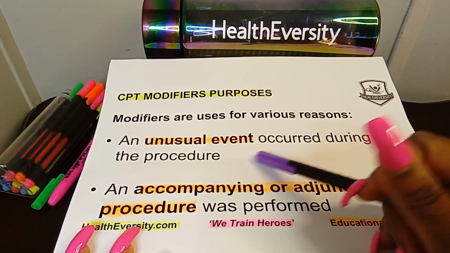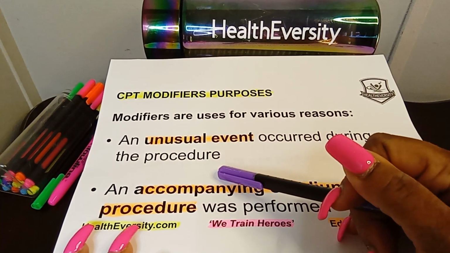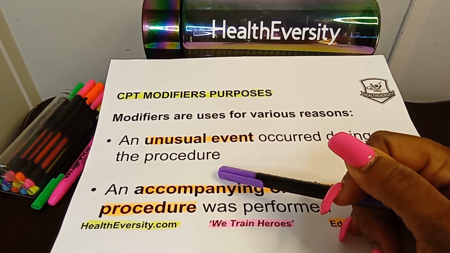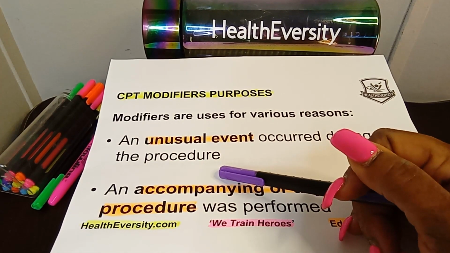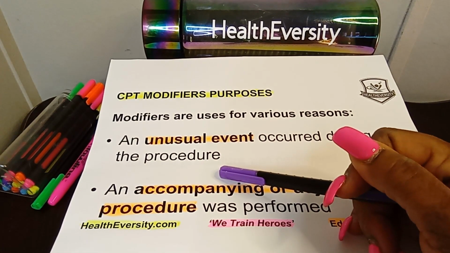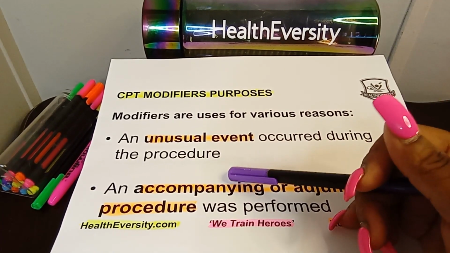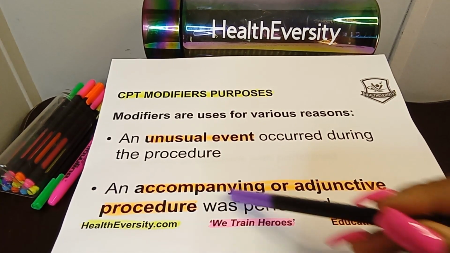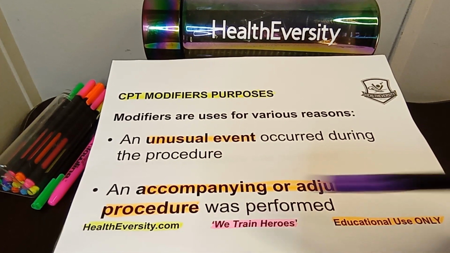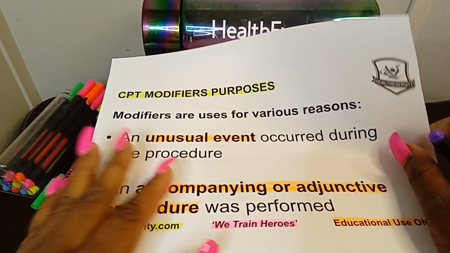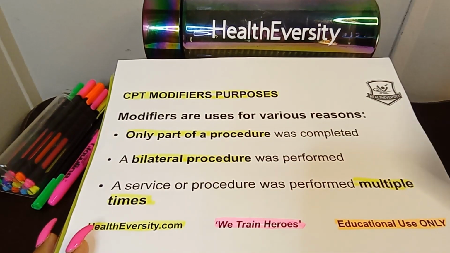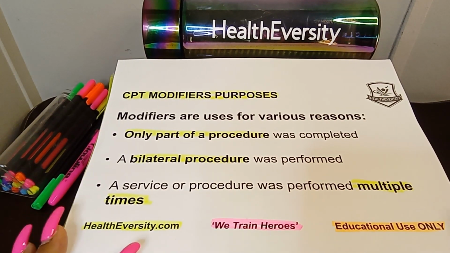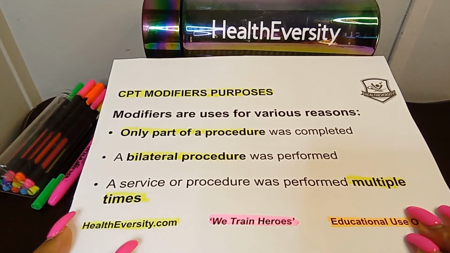An unusual event occurred during the procedure. Let's say the person's blood pressure went sky high and they have to stop. So they might have to stop during an unusual event, okay? And certain things start happening to the patient, so they have to stop. An accompanying or adjunctive procedure was performed. So everything has to be documented, all right?